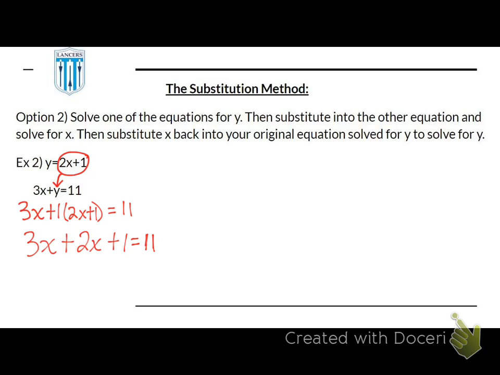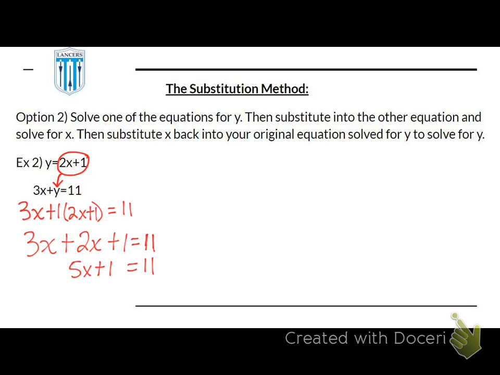Questions about the substituting part? Hold on, I thought you were going to do 3x times 2x. No, we only multiply whatever's right in front of the parentheses, which in this case would just be a 1. So the 3x, yep, stays out in front. Good. All right, we have to combine like terms, which means we end up with 5x plus 1 equals 11.